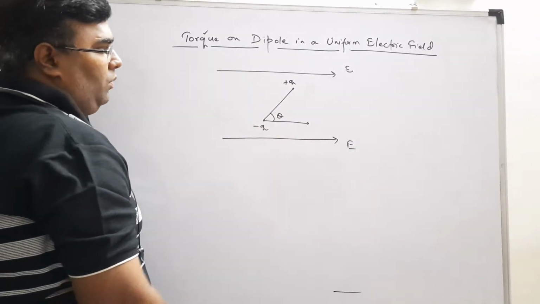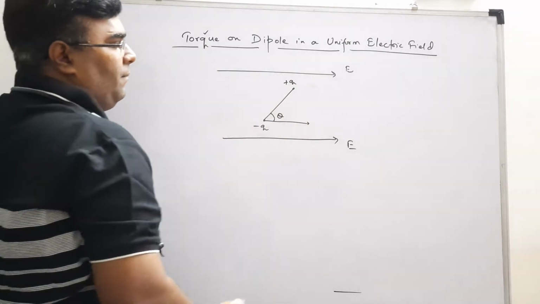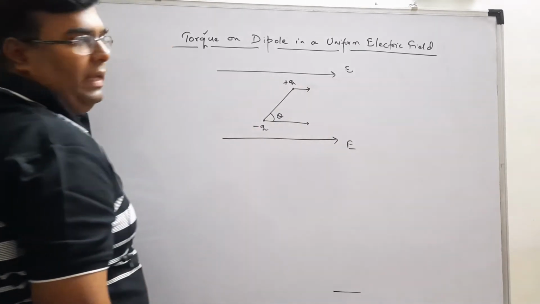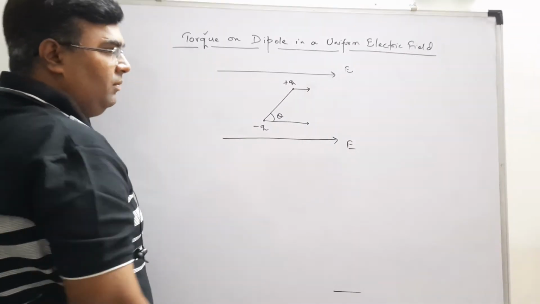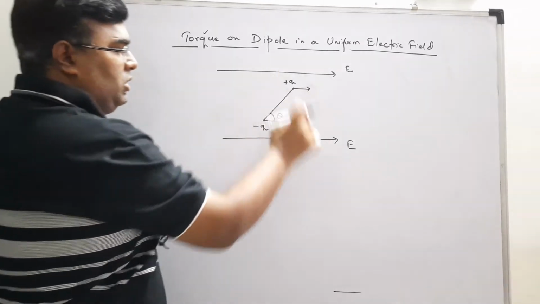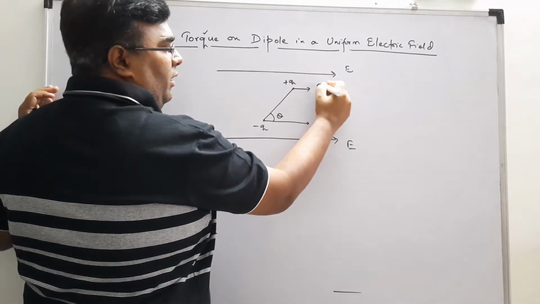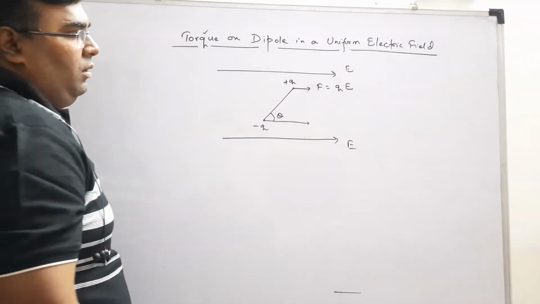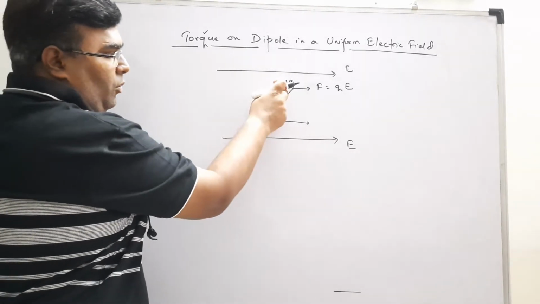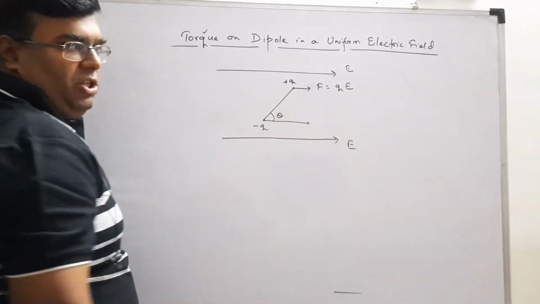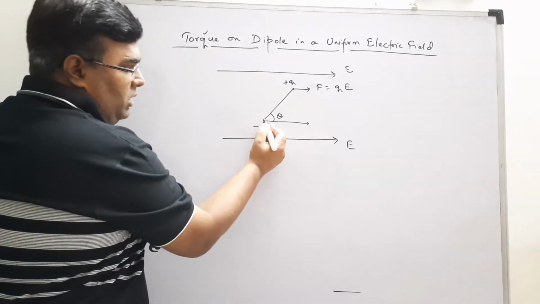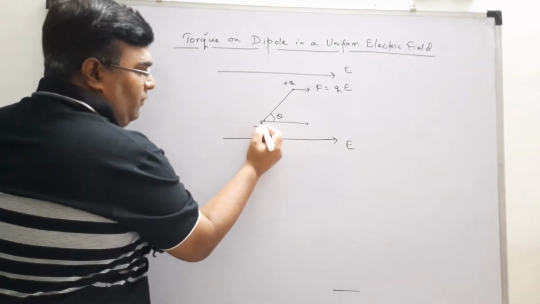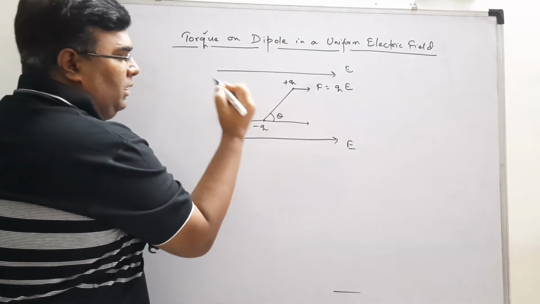Now this plus q charge will be acted on by a force in this direction due to this electric field. If we calculate the force on this charge, F is equal to qE. Now since the positive charge is here, and this is also a positive charge, it will be a repulsion. Now this charge, since it is a negative charge, will get attracted, so the force on this charge will be in this direction.